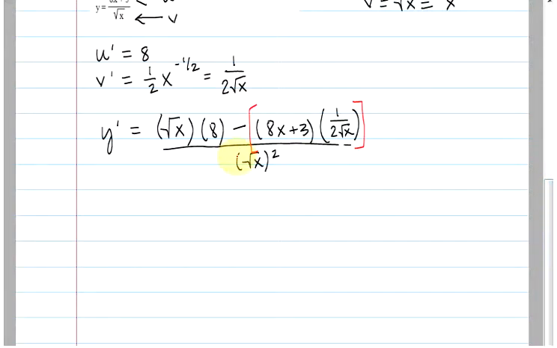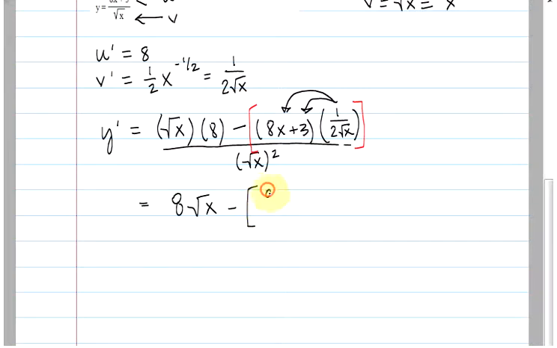Okay, let's start with the easy guy. 8 times the square root of x is just 8 square root of x. All right, so that wasn't too bad. Now let's distribute the 1 over 2 square root of x. So I'm going to distribute that, and I'm going to keep the brackets around this so that we, again, remember to distribute that negative properly.